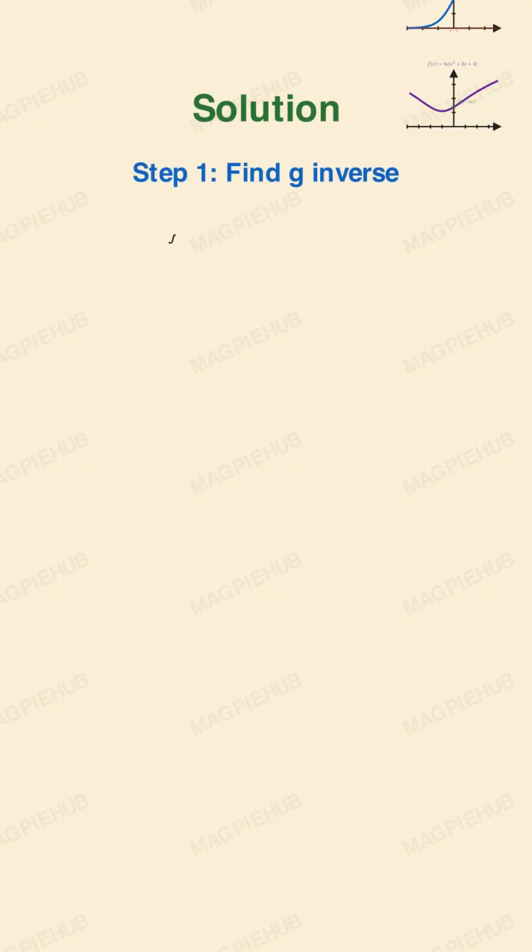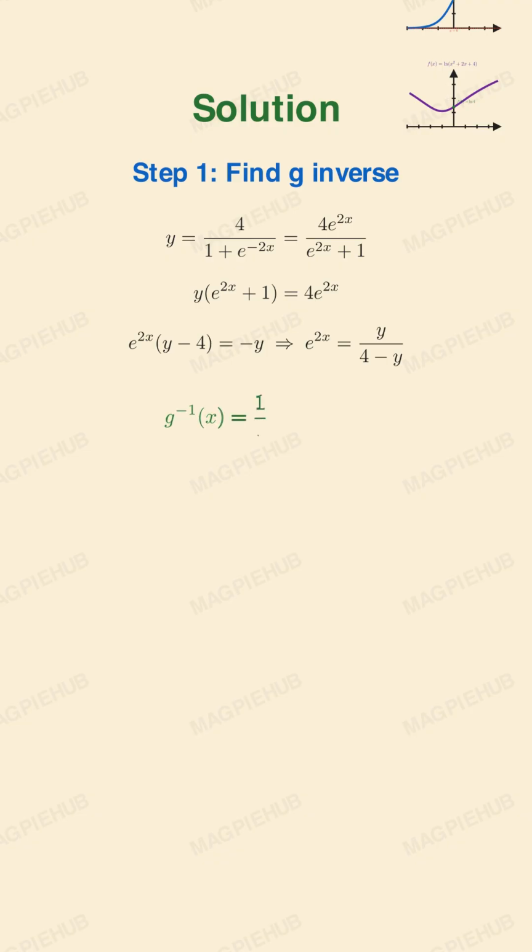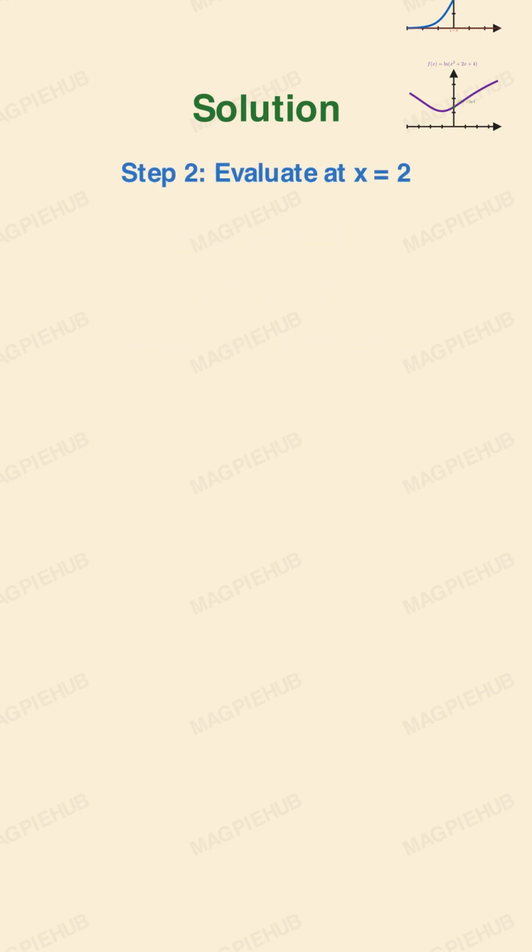Step 1. Find g inverse. Let y equal g of x. Multiplying both sides by 1 plus e to the minus 2x and rearranging, we isolate e to the 2x and get e to the 2x equals y over 4 minus y. Taking the natural log and dividing by 2, g inverse of x equals 1/2 times the natural log of x over 4 minus x.